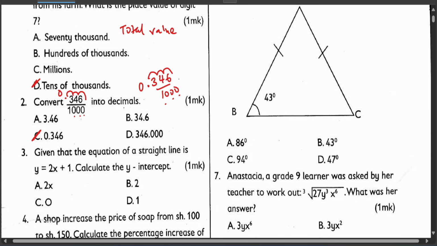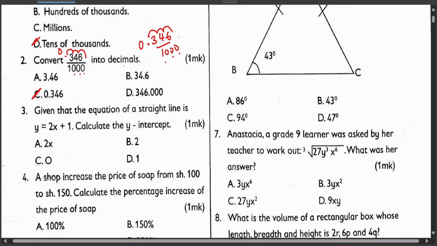Question 3. Given that the equation of a straight line is y equal to 2x plus 1, calculate the y-intercept. Y-intercept is usually this, the constant. Ukiambiwa kitu kipo in the form of y equal to mx plus c, that c is your y-intercept. So our y-intercept is 1, which basically we write as 0, 1. Again, just to simplify the one.